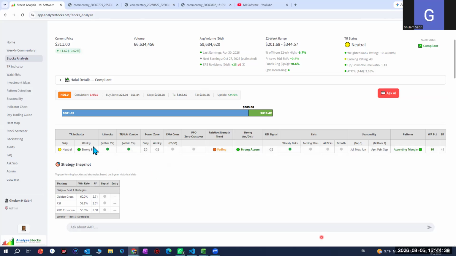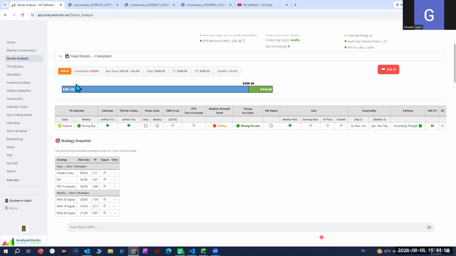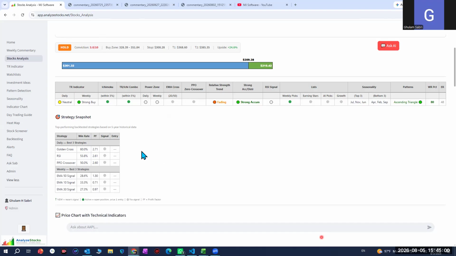Now, each item here carries some weight, and that gives a total conviction score of 3 out of 10. So it's not possible that everything will be green and we get a maximum score of 10 out of 10 here. Anything above 3 or 3.5 especially is generally a good score. But Apple right now is consolidating, as of today.